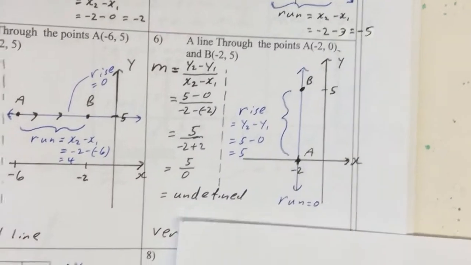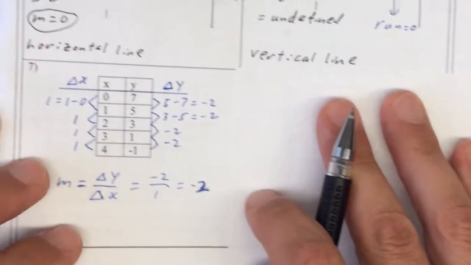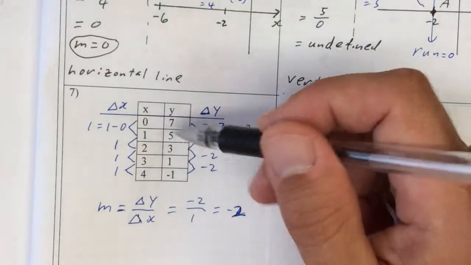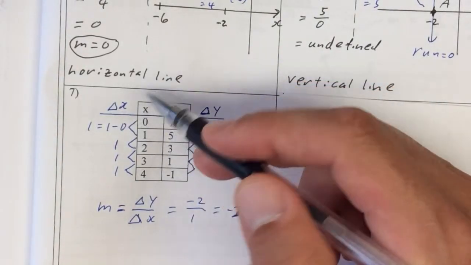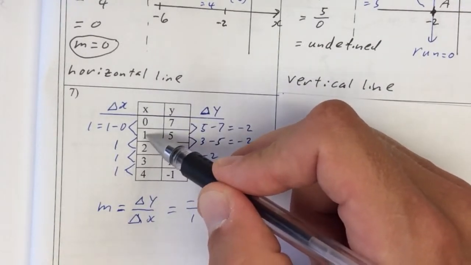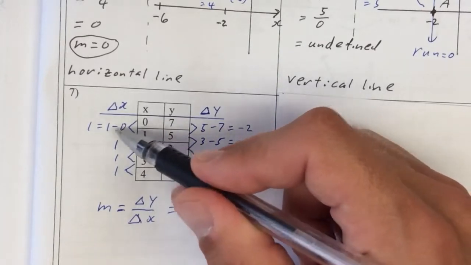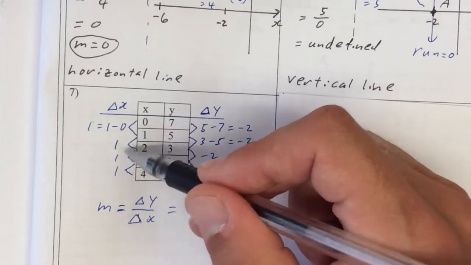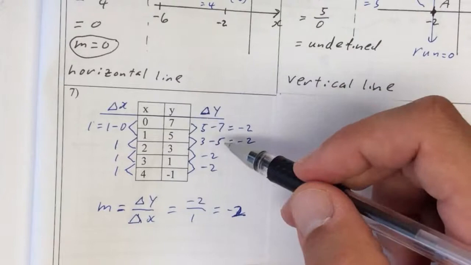Now, if we have a table of values, this is how we look at it. The table is the one that's in black, the original one there. You've got to calculate the change in x. So you always do x2 minus x1, the second minus the first. So 1 minus 0, 1. 2 minus 1, 1. 3 minus 2, 1. 4 minus 3, 1. That's the change in x, and it's constant.